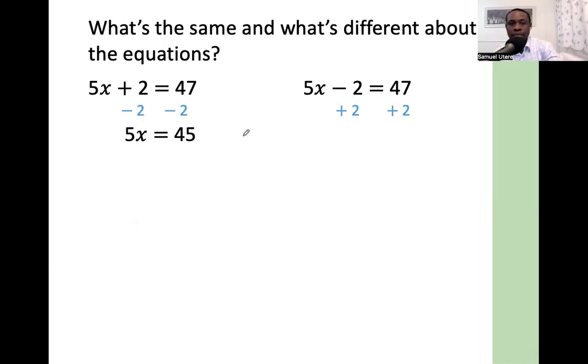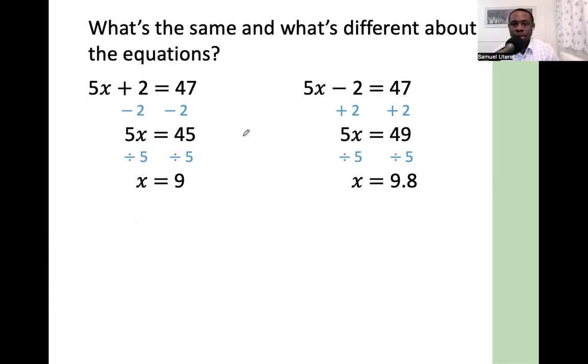Now we have 5x equal to 45, and for the other side, 5x equal to 49. Next step, to get rid of multiplying by 5, because 5x means 5 times x, we need to divide by 5. Now we have x equal to 9 and the other one 9.8.